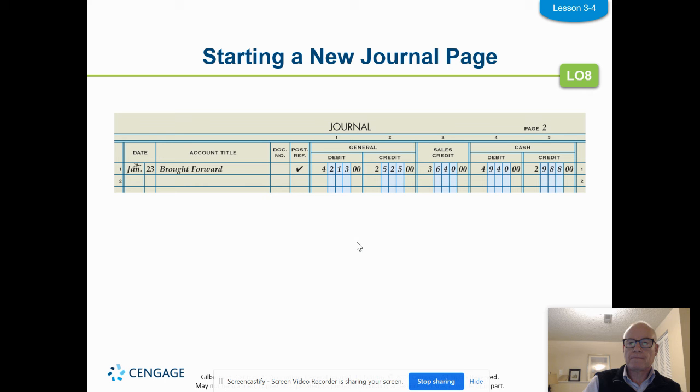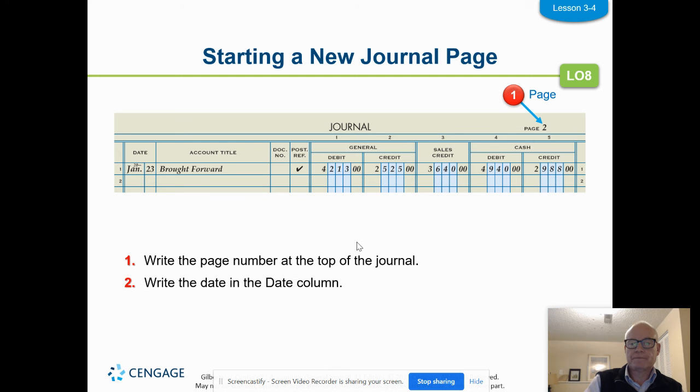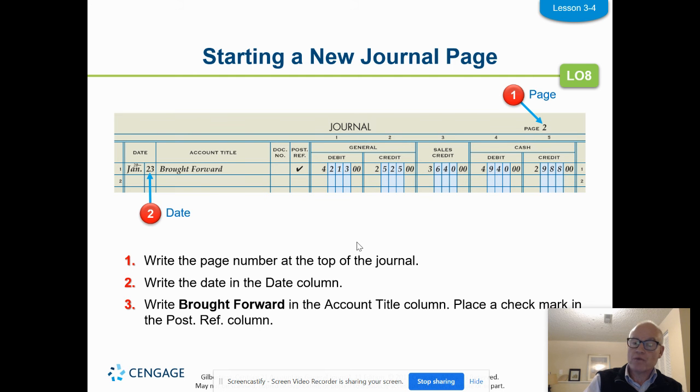Double rule. Then we say brought forward. We say carried forward from the previous page, brought forward onto the next page. Write the page number at the top of the journal, page 2 up there. Write the date in the date column. We're going to put the month and year as well, by the way, on the first row of the next page. Meticulous stuff, huh? And notice how they've got 20 for whatever year that we happen to be in.